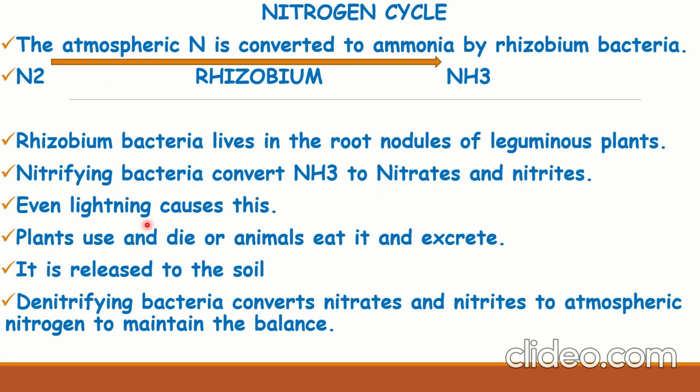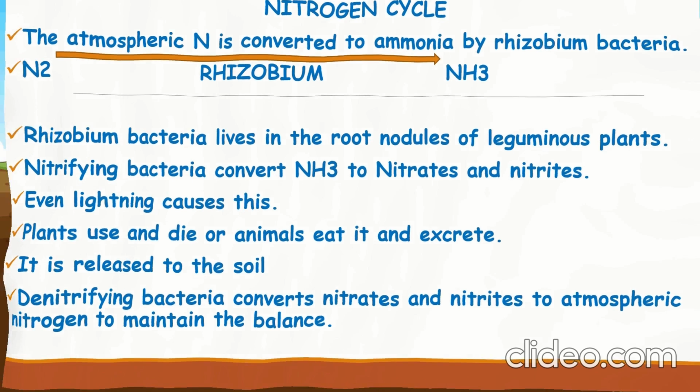Plants use this to make food and die, and then the nitrogen matter is released into the soil, or else animals eat it and then excrete. The excreta is what we call manure, and it is rich in nitrogen. So these things are made up of nitrogen and are released to the soil. And the denitrifying bacteria which are there convert these nitrates and nitrites to atmospheric nitrogen, and thus the balance is maintained. This is called the nitrogen fixation or the nitrogen cycle.